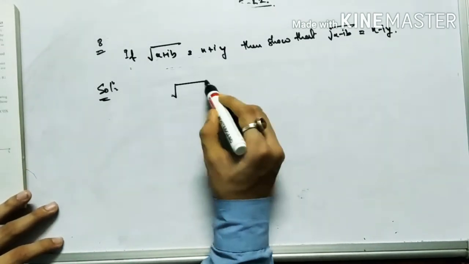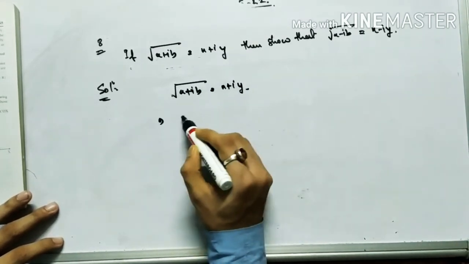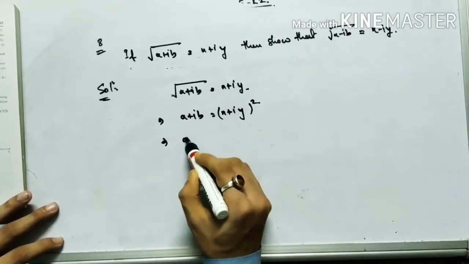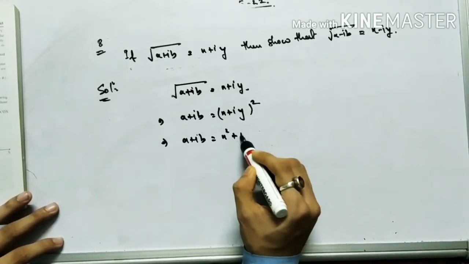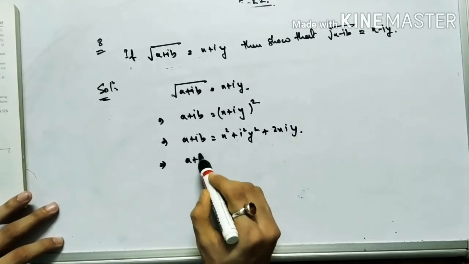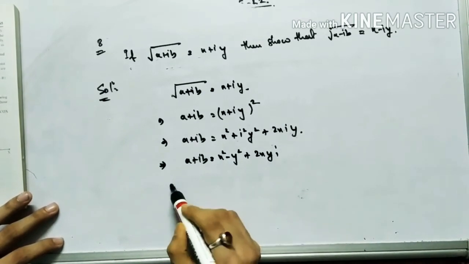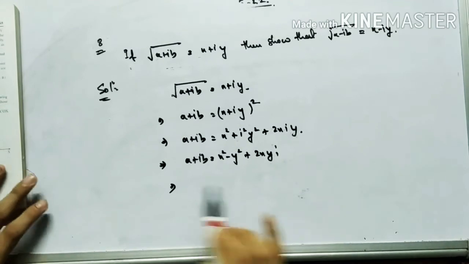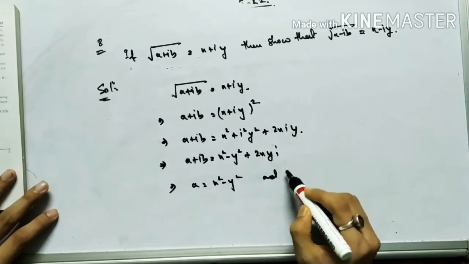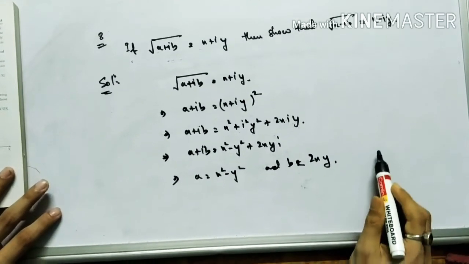So this is our given: root over a plus ib is equals to x plus iy. Squaring both sides I will get a plus ib is equals to x plus iy the whole square, so a plus ib is equals to x square minus y square plus 2xyi. Now these two complex numbers are equal, so real parts equal: a is equals to x square minus y square and b is equals to 2xy.